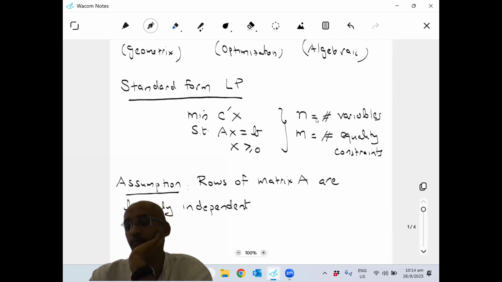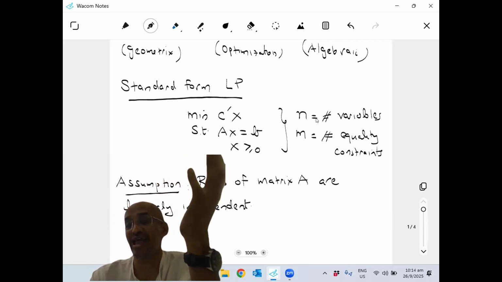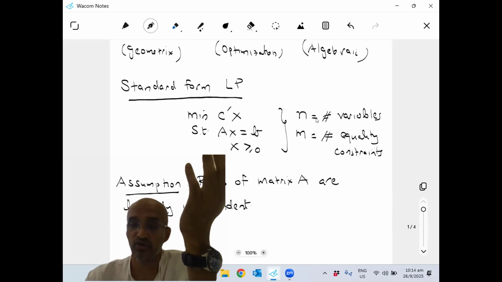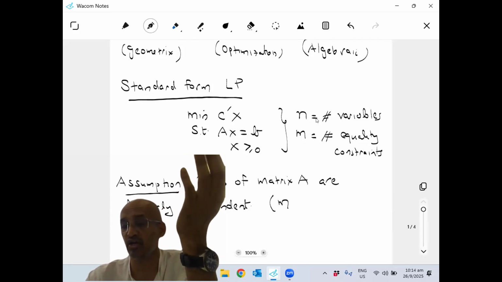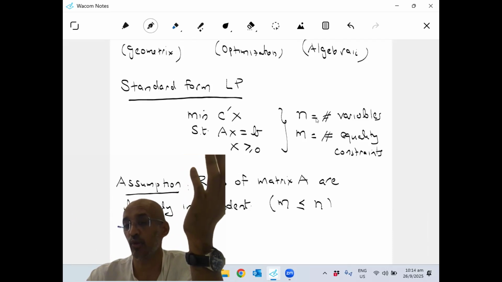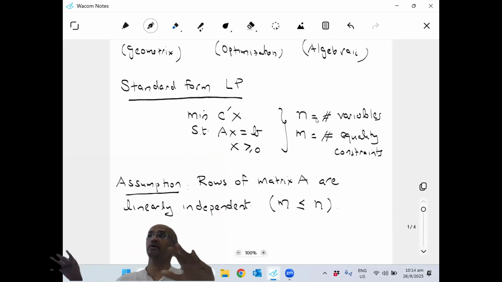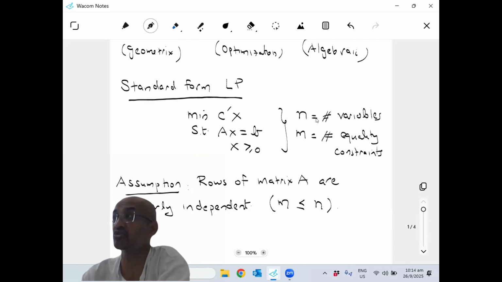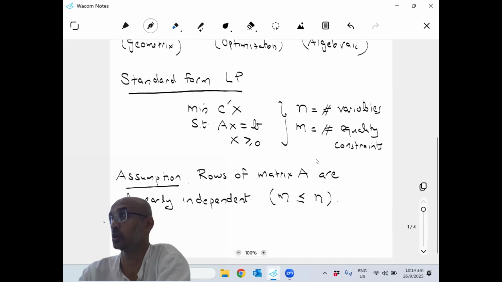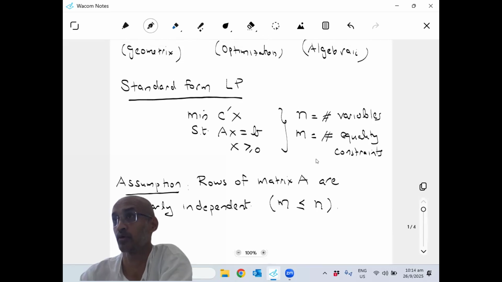Because we have got a set of equations in n variables here, this will mean that basically the number of equality constraints m will be less than or equal to n. So think about an LP where you have m equality constraints and m is less than or equal to n. And there is really no loss of generality in doing this.